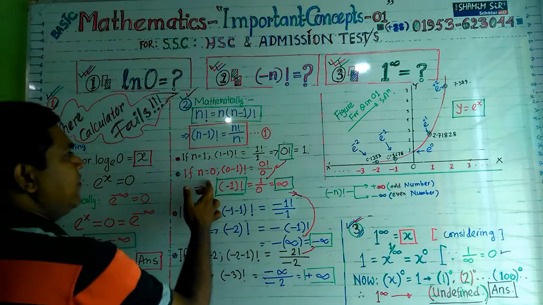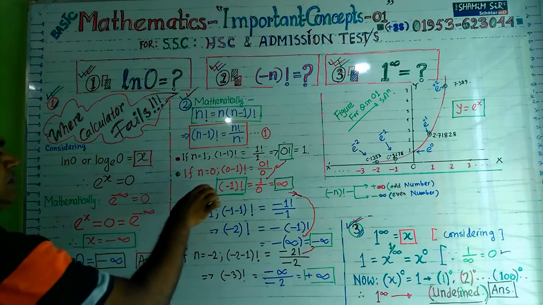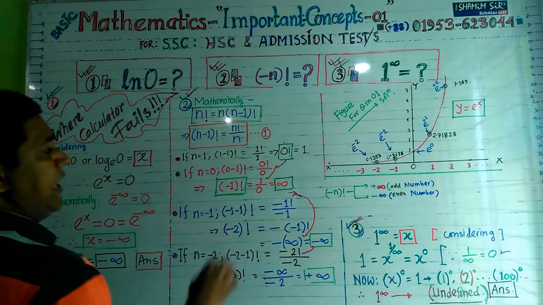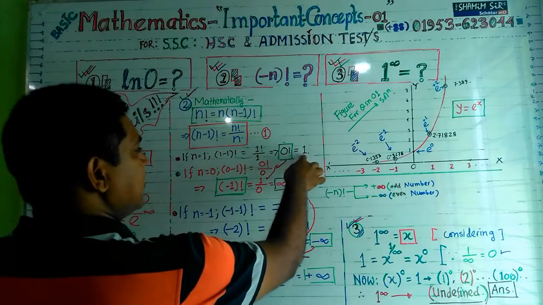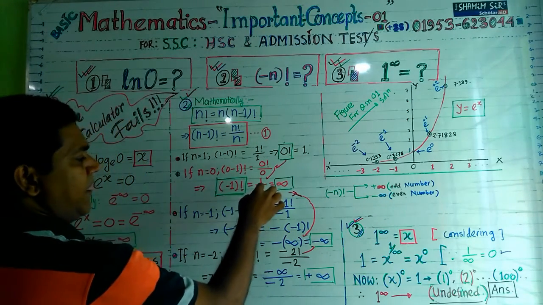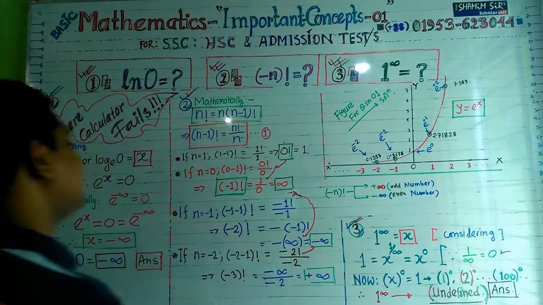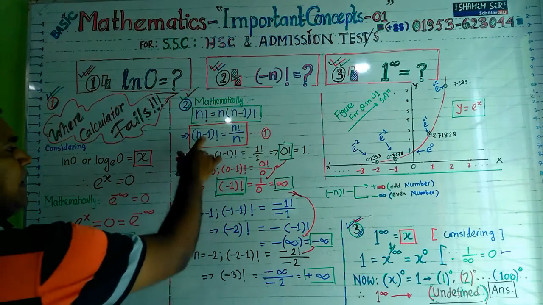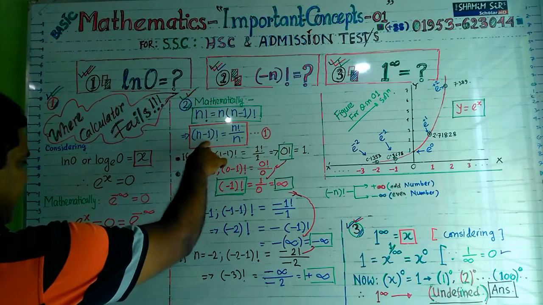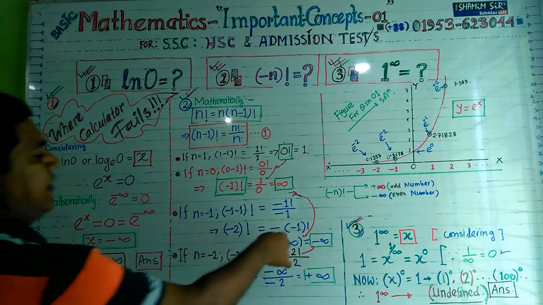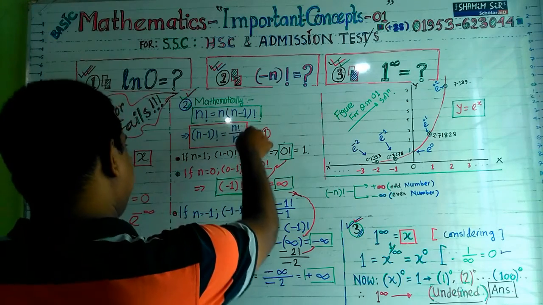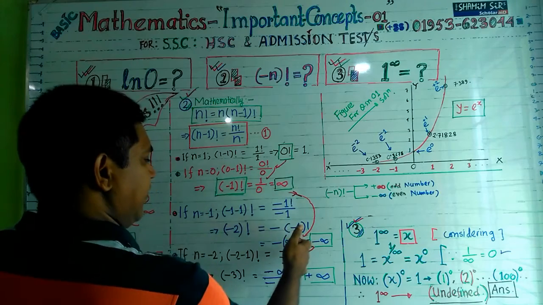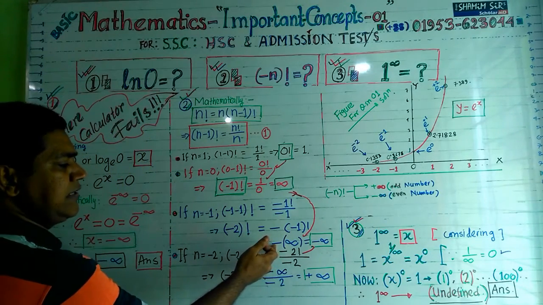Now put n equal to 0 in this equation, so (0 minus 1) factorial, minus 1 factorial, equals 0 factorial divided by 0. We have proved earlier 0 factorial equals 1, so it is 1 divided by 0, and we all know 1 divided by 0 equals infinity. Again put n equal to minus 1: (minus 1 minus 1) factorial, minus 2 factorial, equals minus 1 factorial divided by minus 1. We have proved minus 1 factorial equals infinity, so we get minus infinity.